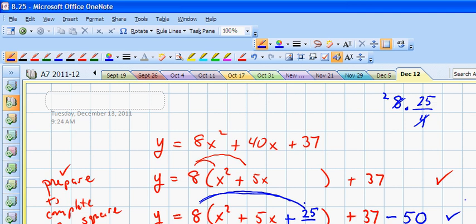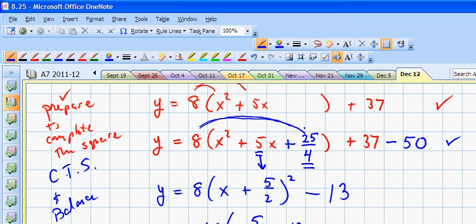So I finished it with y equals 8 in parentheses x plus 2.5, it's always 5 halves, it's always half of that, 5 halves squared, minus 13. And so then the vertex point was negative 5 halves, negative 13. Good. And the only other thing I'd want to know about this parabola right now, just by looking, what's the shape?